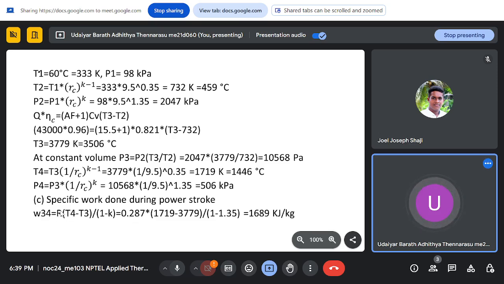R for air is 0.287 kilojoule per kg Kelvin, into temperature 4, which is 1719, minus temperature at 3, which is 3779, divided by 1 minus 1.35. So this comes out to be 1689 kilojoule per kg. So this is the specific work which is done in the power stroke.